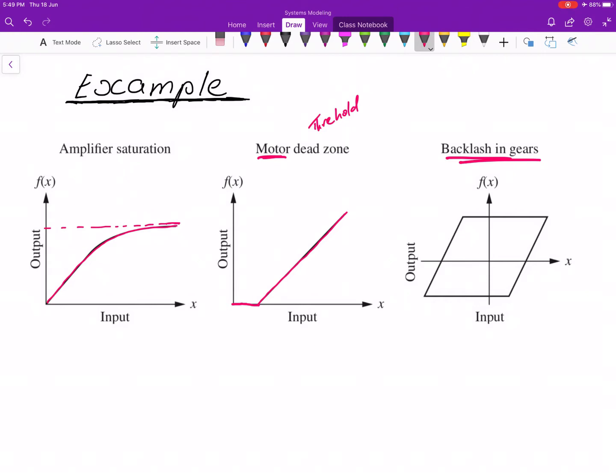For example, let me see if I can draw a gear here. My drawing is going to be very bad. Let's say you have a bigger gear here, and let's say this one is in there. So this gap in between, when this gear starts turning, this gear will move first before the other starts moving. So you will have something called a backlash, and it has some nonlinearity properties.